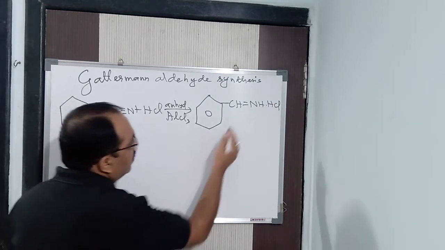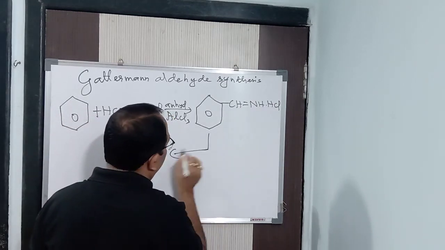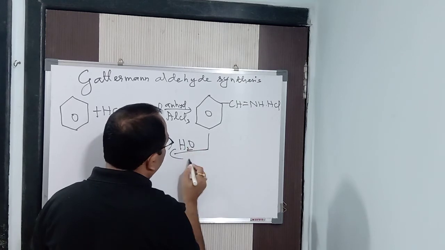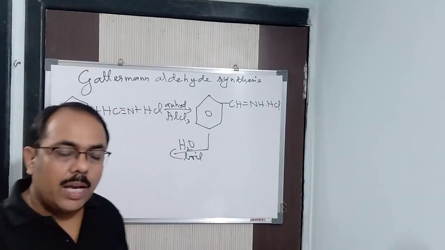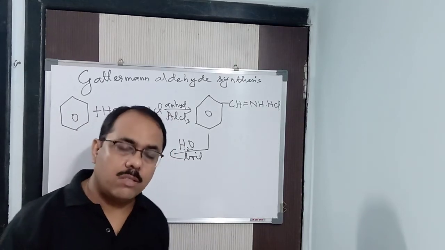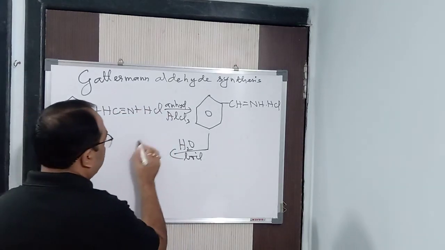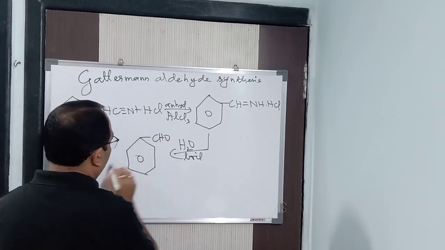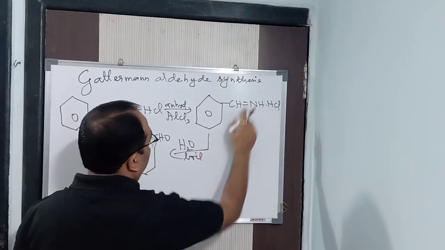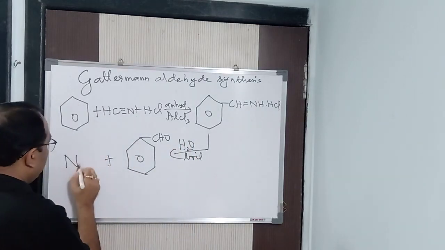Now I want here CH double bond O, isn't it? So what should I do? I'll go for H2O and boiling. H2O means hydrolysis. So what am I going to get? I am going to get benzaldehyde, benzene ring CHO, and this particular one reacts with hydrogen to form NH4Cl.